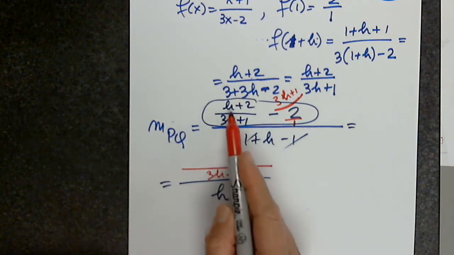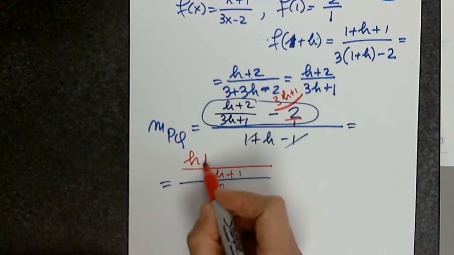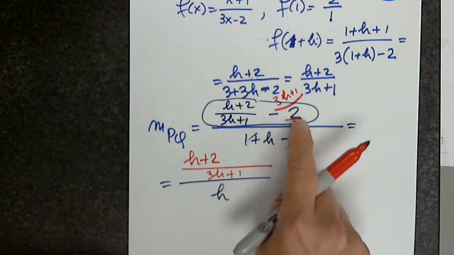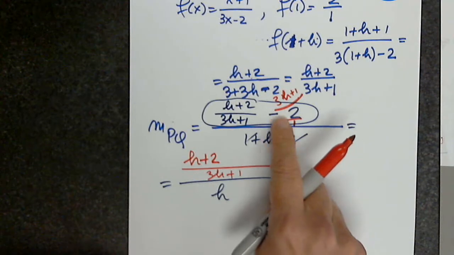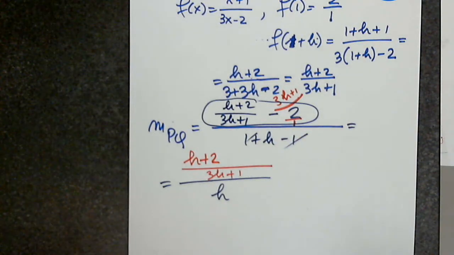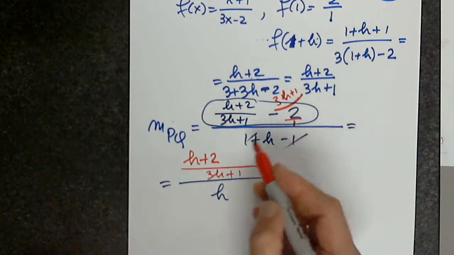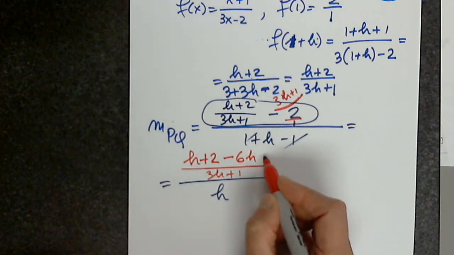H plus 2. I have to have h plus 2. Now I reached negative 2, right? That's okay. I want everyone to participate. It's okay if you're wrong. So then minus 6h.